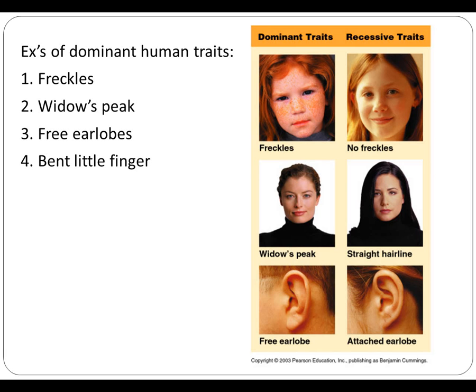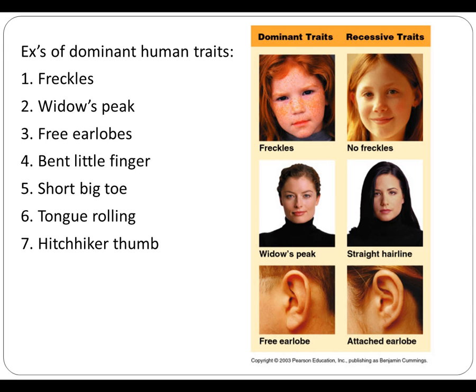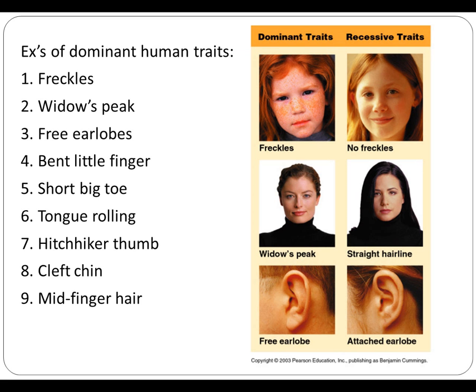The little finger, if it's bent, is actually, you don't have a problem. It's a dominant trait as well. Short big toe is a dominant trait. The ability to roll one's tongue is an example of a dominant trait. The hitchhiker thumb, where it flips back, dominant trait. Cleft chin, dominant, but again, not necessarily something you see real common. It's not the wild type expression. The finger hair, dominant trait as well. Okay, so there's some examples where we can look at dominant and recessive traits in humans.